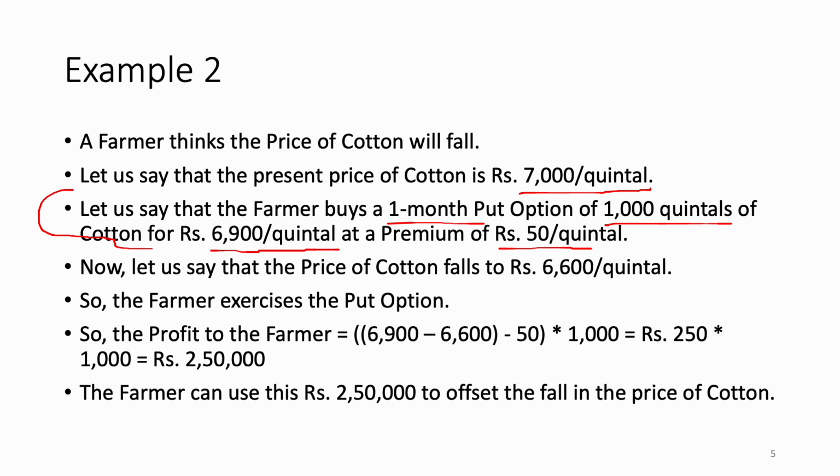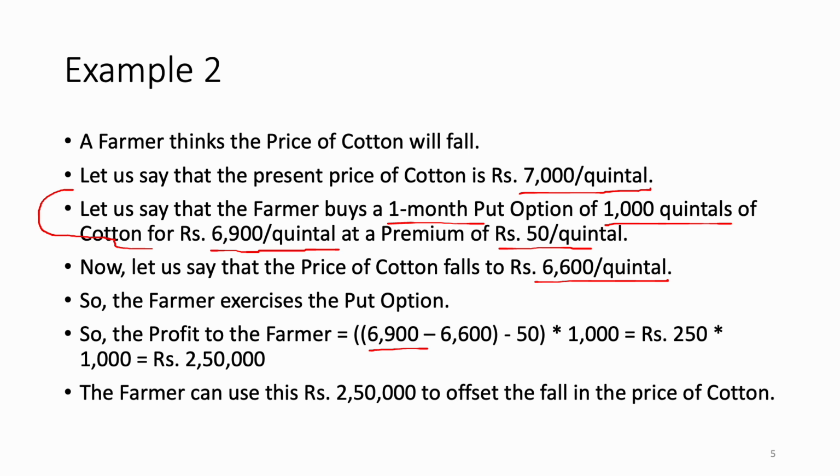Now, under this put contract which has been entered, he has found a seller. And now, let's say the price of the cotton has fallen to 6600 rupees per quintal. So, when the price has fallen, and since the farmer bought a put option, he will exercise the put option. If he exercises the put option, the profit for the farmer will be, this is the strike price at which we purchase, that is 6900.